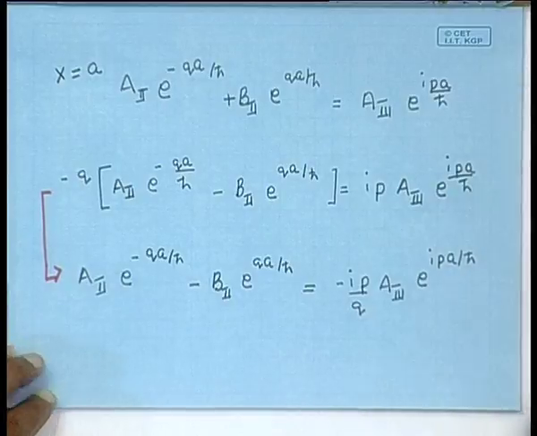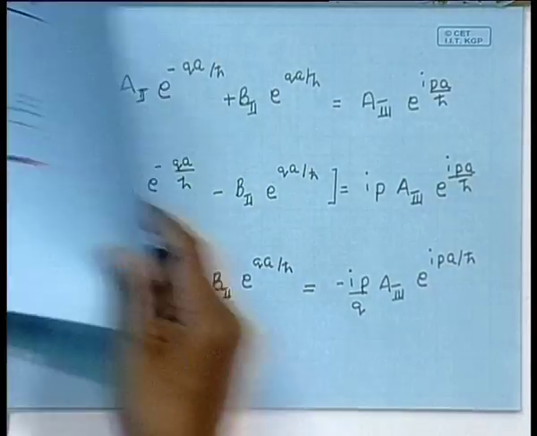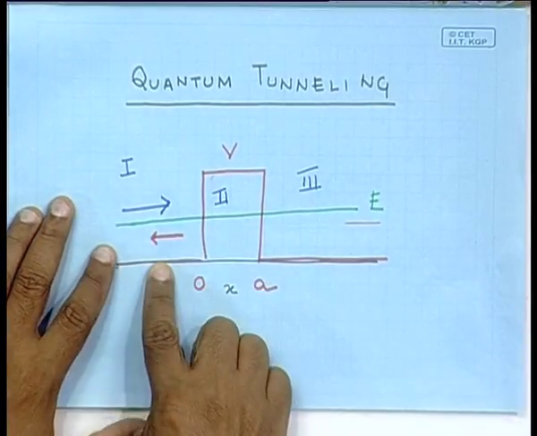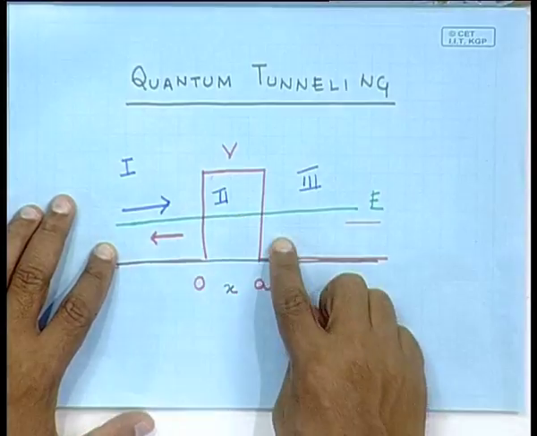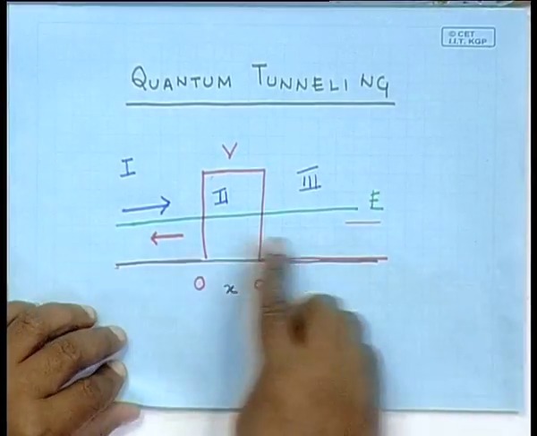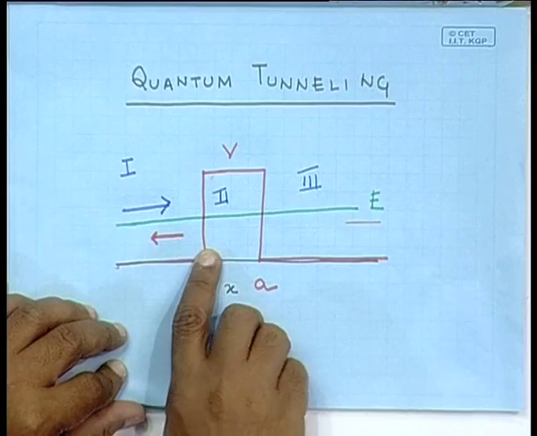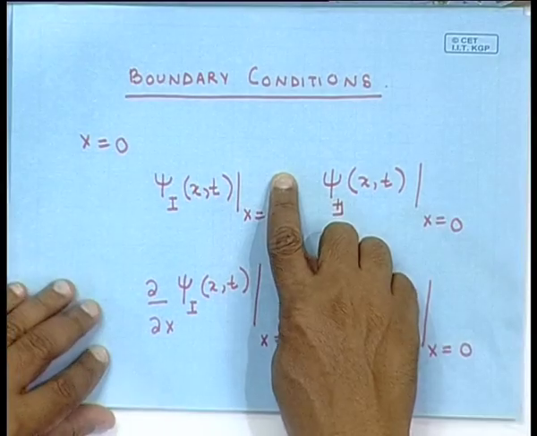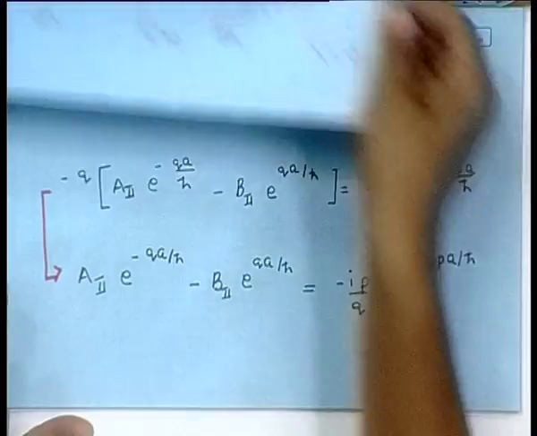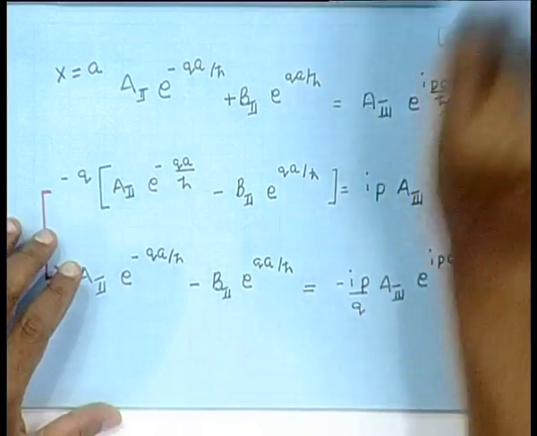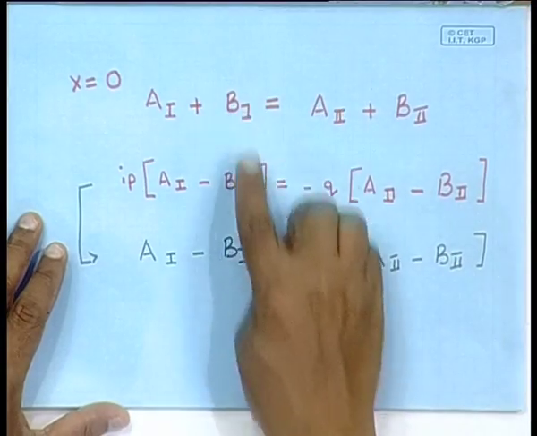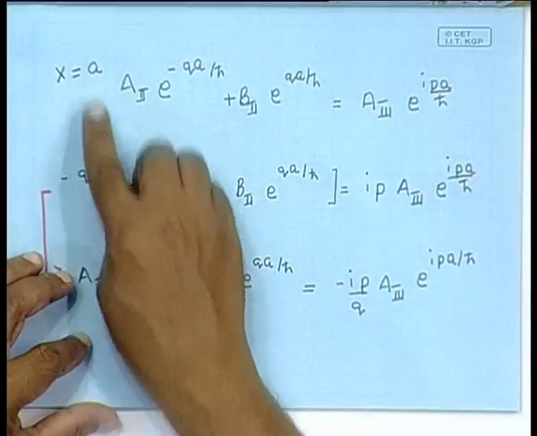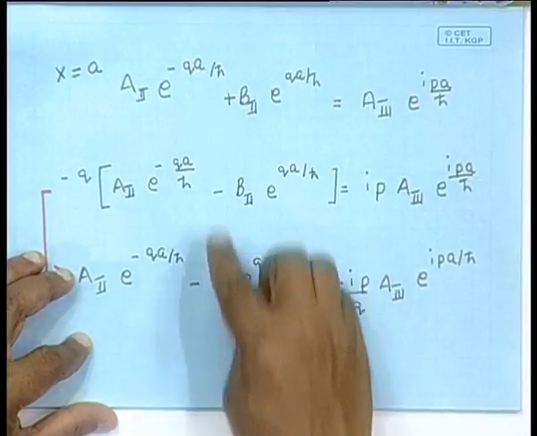So what we have done now is that we have a free particle wave function here, we have the solution in this region and we have the solution in this region. We have to match the boundary conditions at this boundary and this boundary. The boundary conditions are two. The wave function should be continuous, its first derivative should be continuous. At the boundary x equal to 0, we have these two conditions. At the boundary x equal to a, we have these two conditions.